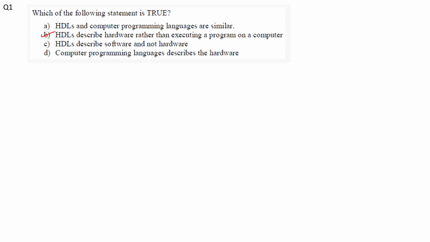So what HDL basically means: HDL stands for hardware description language. It is a specialized computer language that is used to describe the structure and behavior of electronic circuits, and mostly these circuits are digital circuits. So among the following options, only option B was correct.